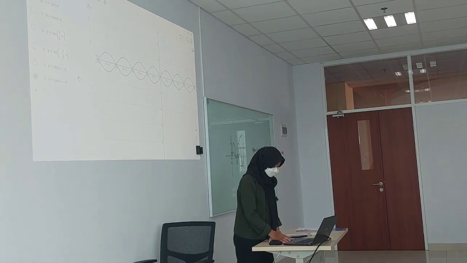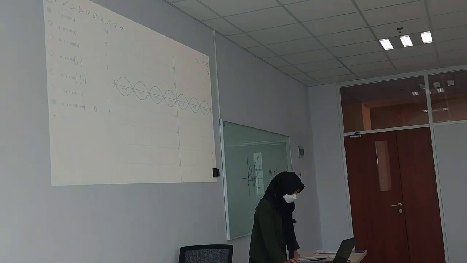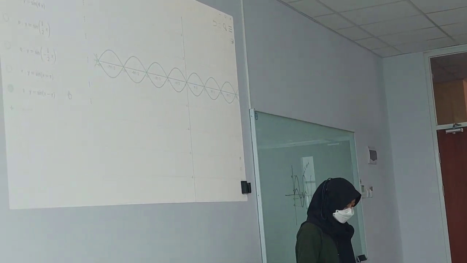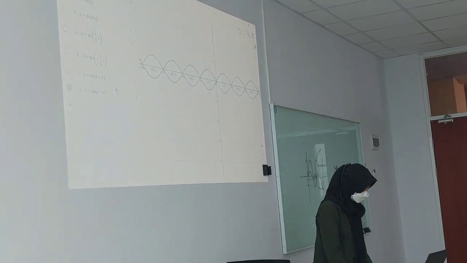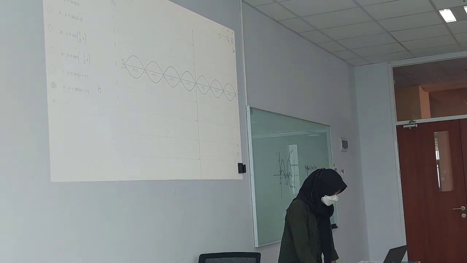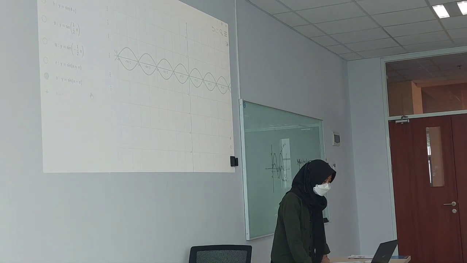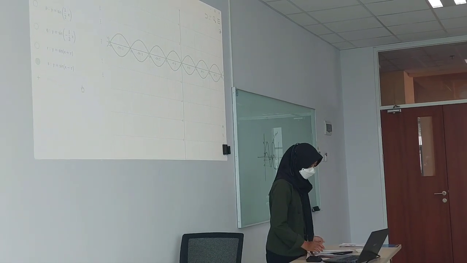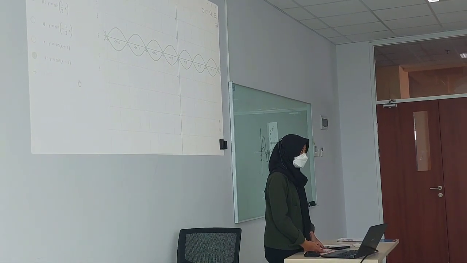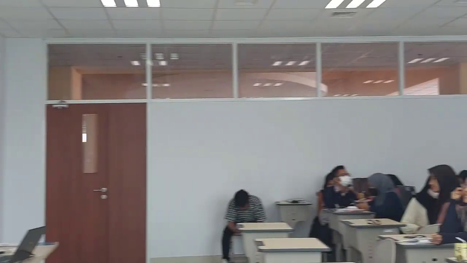Okay, the conclusion is the graph will translate horizontally to the left by c units if c is greater than 0 and to the right by absolute c units if c is less than 0. Okay. Any questions, everyone? No.